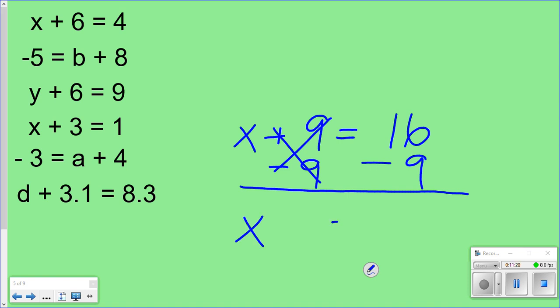Aisha, something that looks like this then. Is that what you have on your paper? Yeah. Okay.